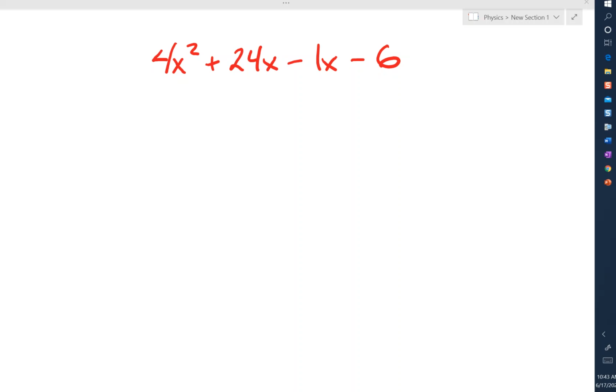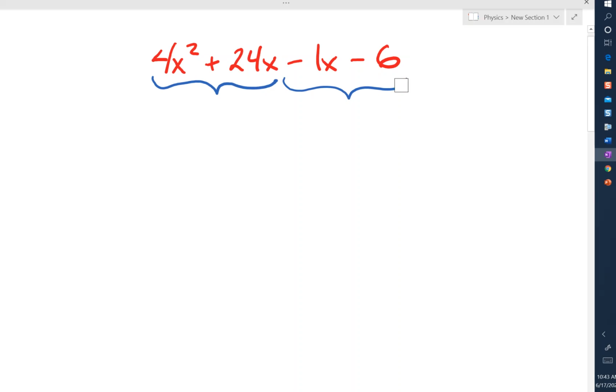Okay, we're going to factor by grouping, and you do this when you have 4 terms. And you can think of it this way: we're really going to find a GCF for this first part, and then a GCF for the second part. And we're going to use that to create our grouping pattern.